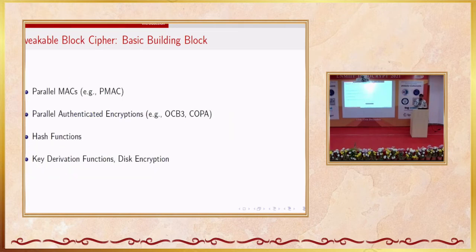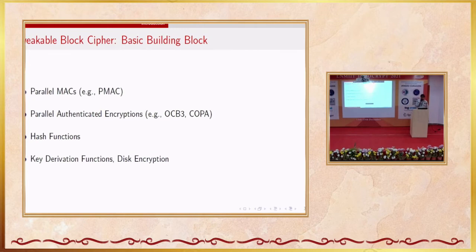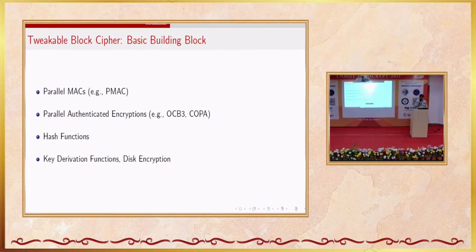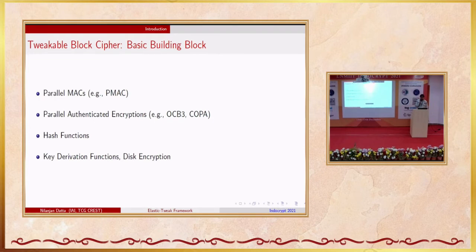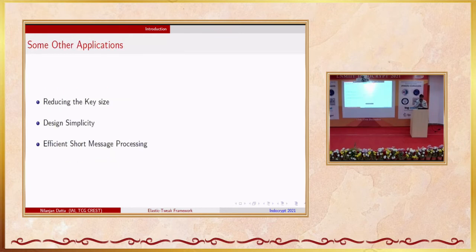Okay, so tweakable block ciphers are widely used in symmetric key cryptography. They have several applications in designing parallel MACs like PMAC, and parallel authenticated encryptions such as OCB3, COPA, and COM, and several hash functions also use this as the basic building block. It is also used in key derivation functions and disk encryption. Now let's look at some other applications where tweakable block ciphers may be of use. I'll talk about three such applications where tweakable block ciphers may be a very good solution.